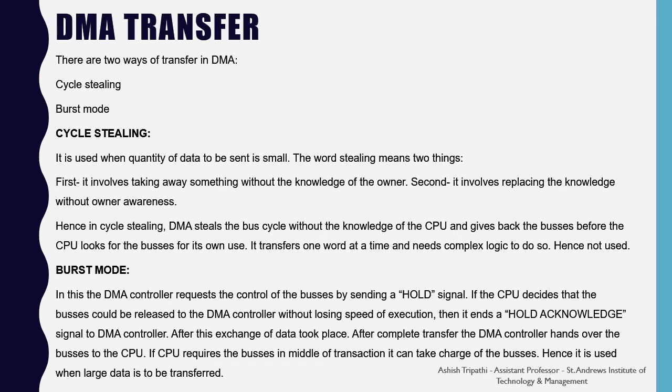So in the burst mode, what does the DMA do? The DMA first requests the transfer of buses from the CPU. If the CPU grants this transfer, then the buses are allotted to the DMA, and after allotment, the DMA does the transfer of the data. When the data exchange has happened, the DMA hands the buses back to the CPU. The CPU can also take back the buses from the DMA in the middle of the transfer, if it is required to do so.